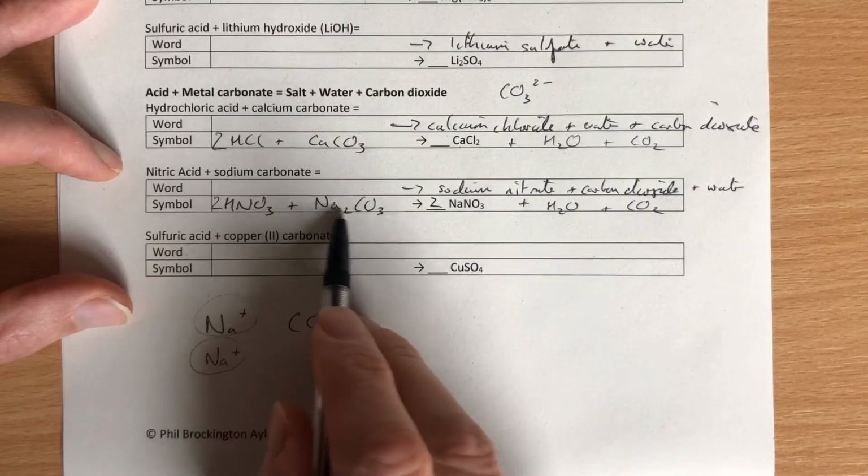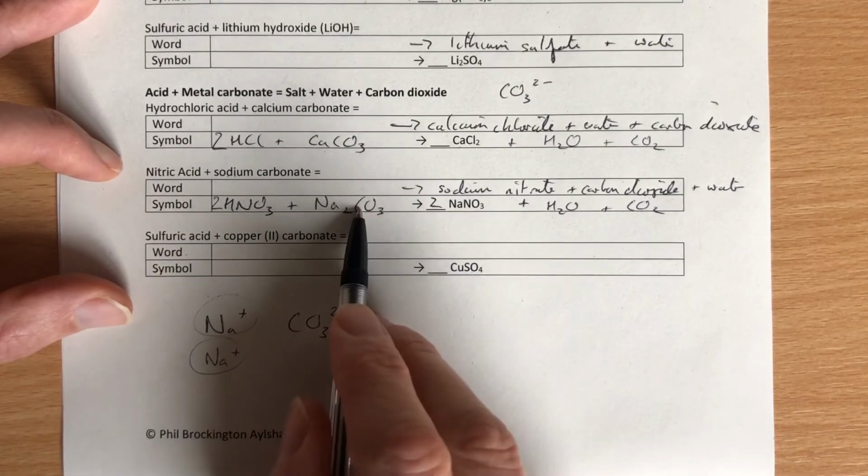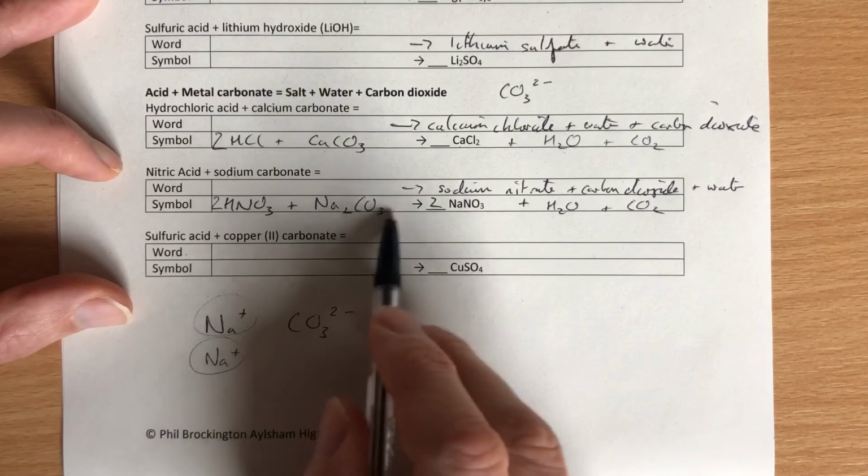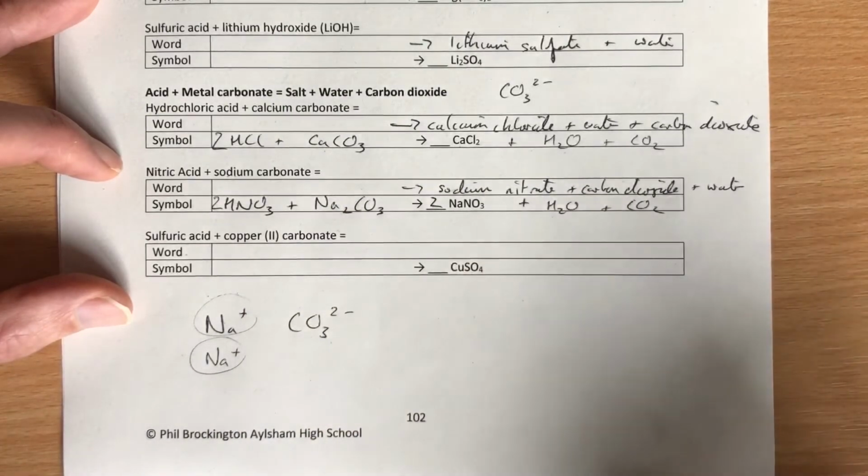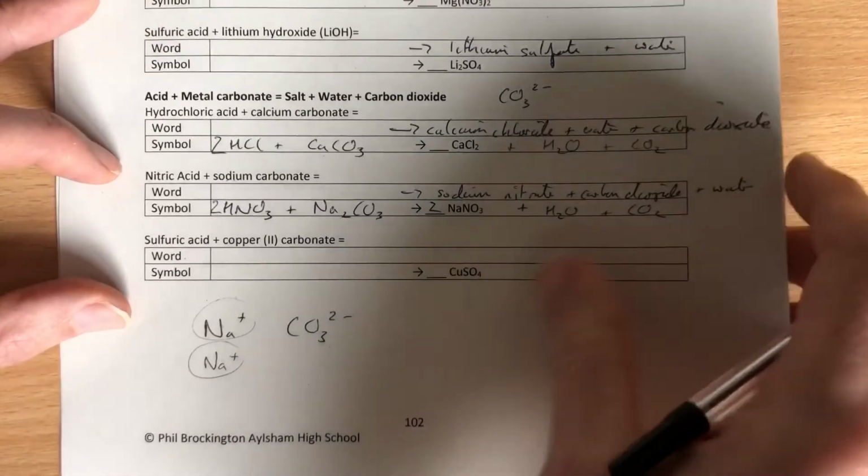So we've got 2 sodiums, 2 sodiums. We've got 1 carbon, 1 carbon. We've got 3 oxygens there. 1 on plus 2 is 3. That all now balances out. You have a go at the last one on your own.